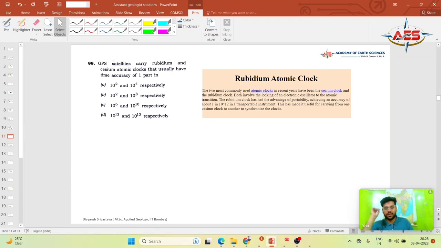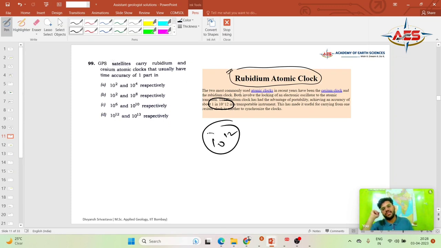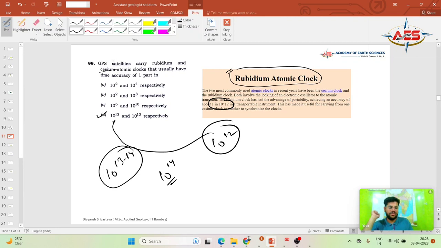The 99th question: the GPS satellites carry rubidium and cesium atomic clocks that usually have time accuracy of one part in. So I have taken this information from the internet. I wouldn't be able to take it from any book because I didn't find it in any book, so I have taken it from the internet. They are saying that rubidium has accuracy of 10 to the power 12. It is a reliable source actually, and if we fix this, then we are left with only one option, which is the fourth. I'm not sure about the cesium, but from some sources it is near this value. Some sources are showing this, which is not present here, but the most probable answer would be this.